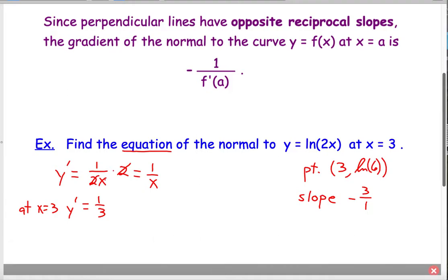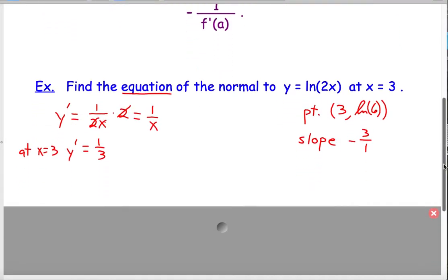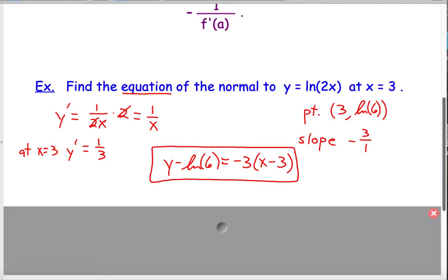Therefore, we can get the equation of our normal line now that we have a point and a slope, and I'll just use point-slope form. So we have y minus the natural log of 6 equals negative 3 times the quantity x minus 3. It's easy enough. It's just one more step than finding the equation of the tangent line. We just have to flip the derivative and take the opposite of it.